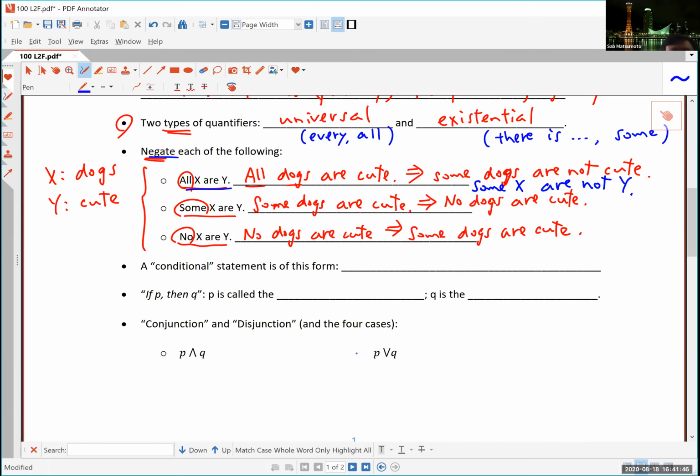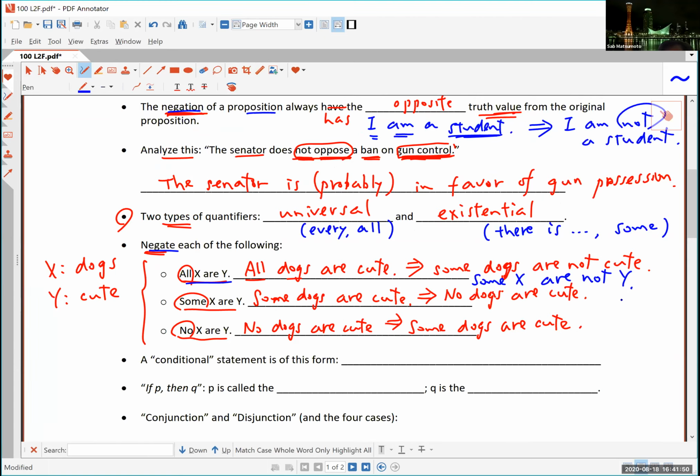So the opposite or the negation of all X are Y, or every X is Y, is that some X are not Y. Notice here, if you start with a universal quantifier, the negation would require an existential quantifier. That's one of those characteristics we'll see. If we start with the proposition some X are Y, okay, then the negation is no X are Y. So again, the opposite of an existential statement turns out to be a universal statement. Finally, you start with the no X, which is a universal negation. What's the opposite? Some X are Y. And so again, the negation of a universal quantifier or statement turns out to be an existential quantifier.